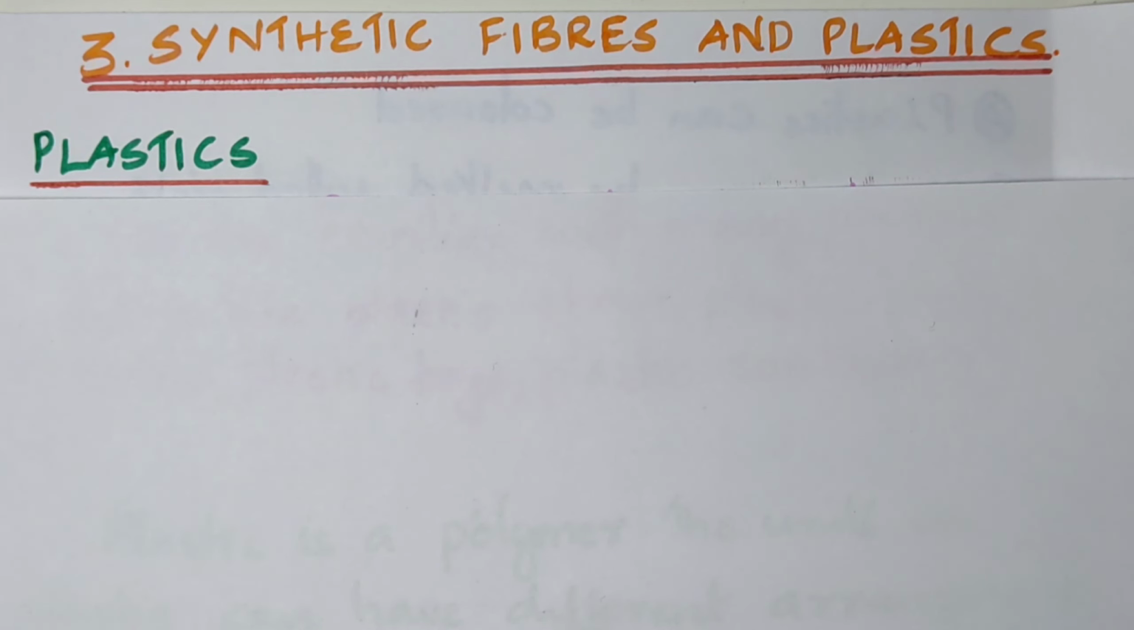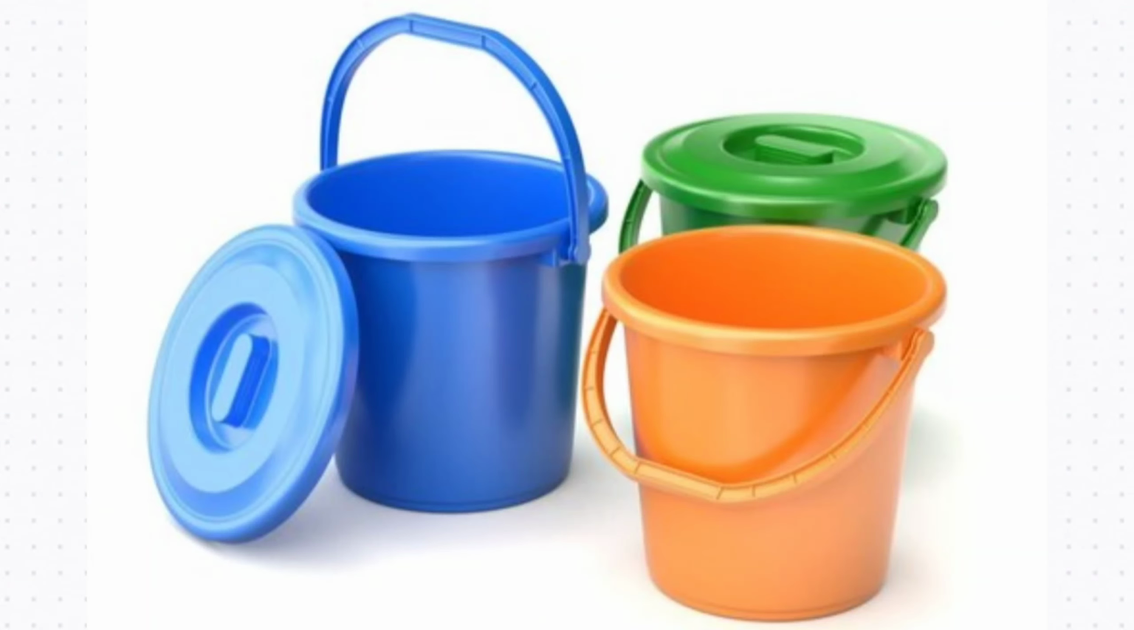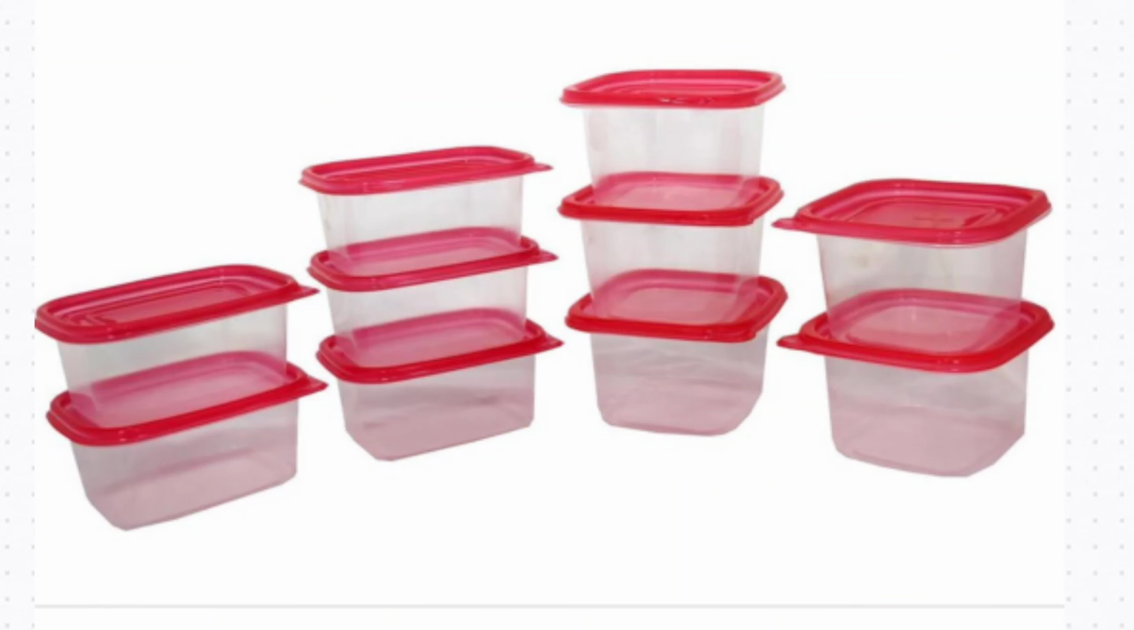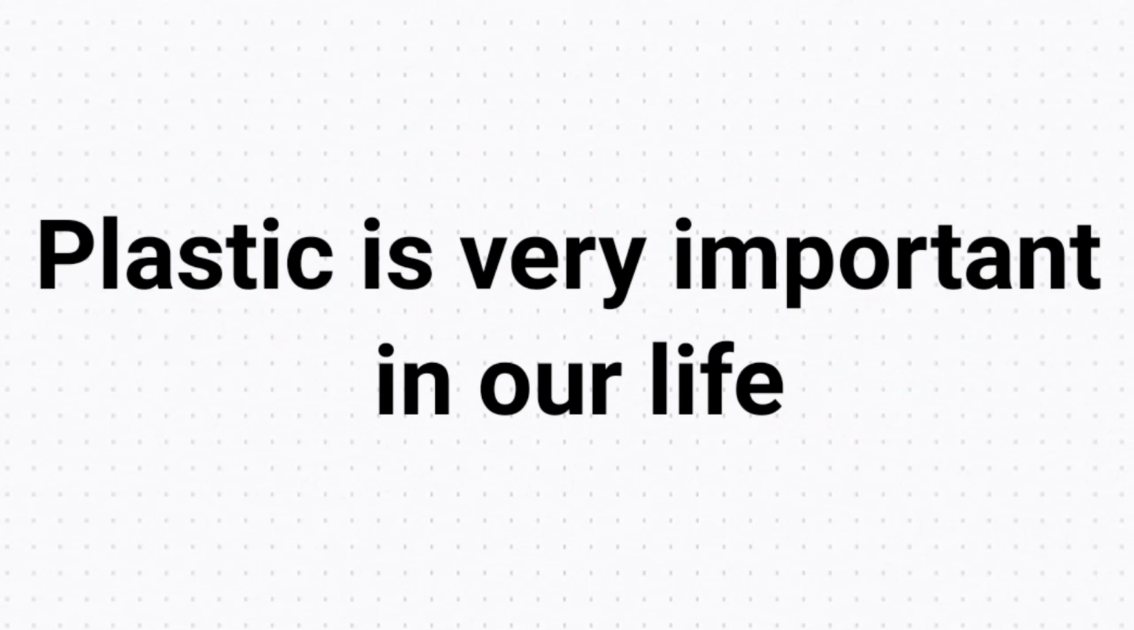We are dealing with the chapter Synthetic Fibers and Plastics. Today we will see plastics in detail. We are familiar with many plastic articles that are used in day-to-day life. What are they? Plastic chair, plastic bucket, switches, plastic toys, plastic containers, etc. So, plastic is very important in our life.